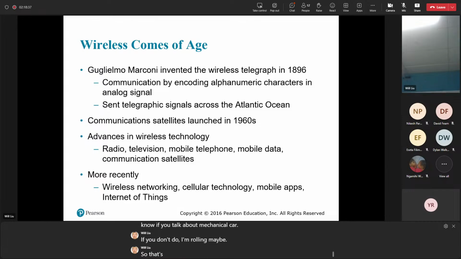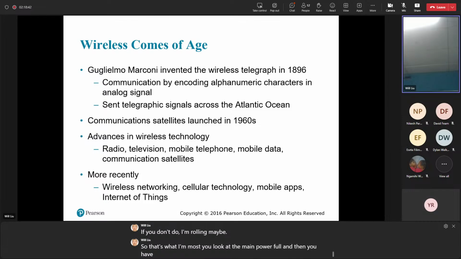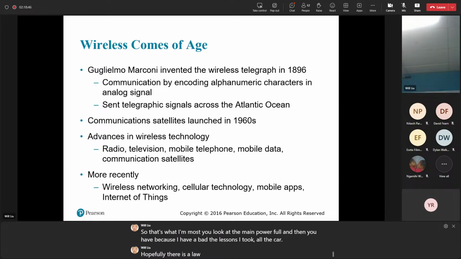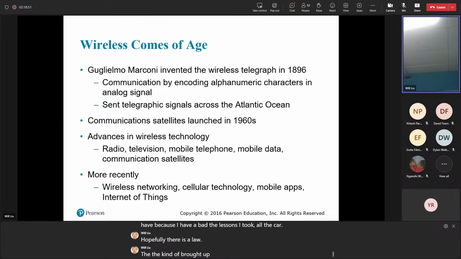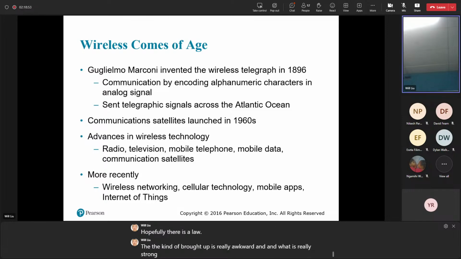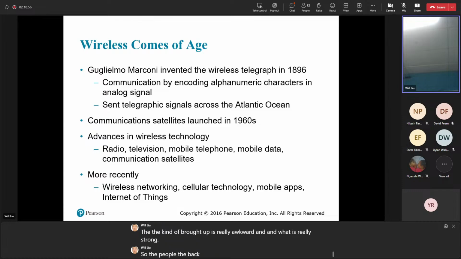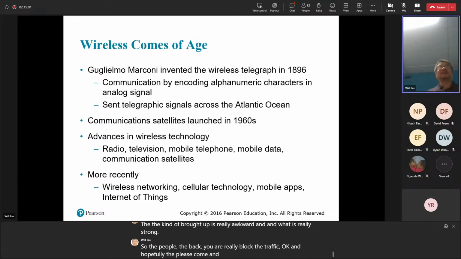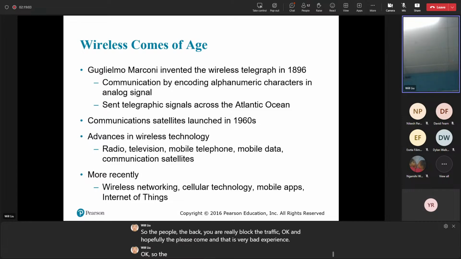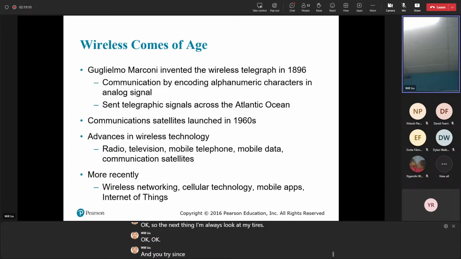So I always look at my tire first, and then I drive. Because once, when I drove the car, there was a nail, and the car broke down on the highway. It's really awkward, really strange. The people behind you, you are really blocking the traffic, and hopefully the police come, and that is a very bad experience. So next time I always look at my tires, even try to see if they are strong enough, and then I go, right?